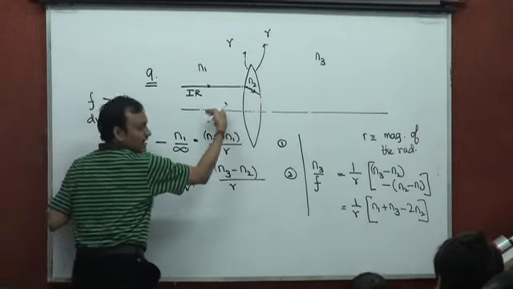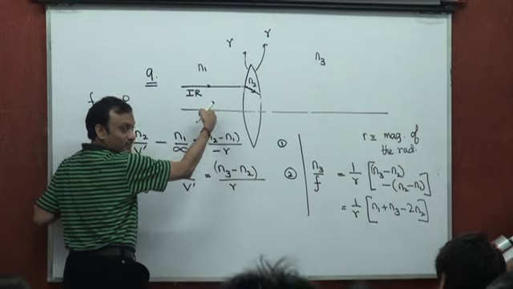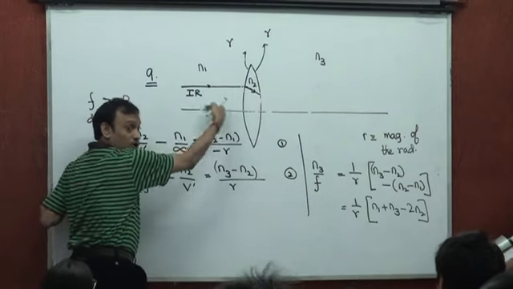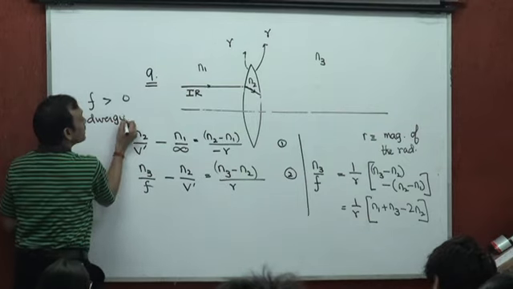Right? Because then the focus lies here. The final image is formed here. Right? So that's f greater than 0, and measured opposite to that would cause the lens to be a diverging lens.